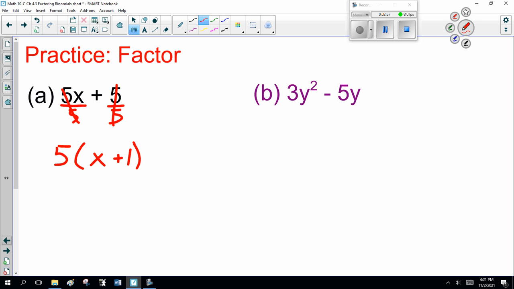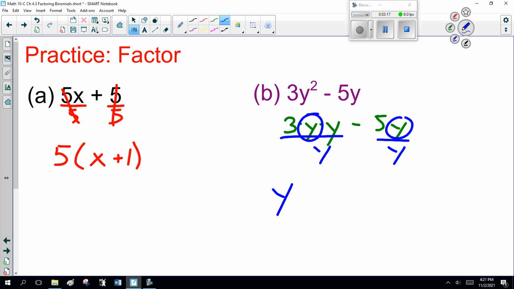Okay? Now, 3y squared minus 5y. What's common to both? Well, 3 times y times y minus 5 times y. The only term common to both is a y. Divide both sides by y. That's our greatest common factor. Now, cancel that out. What's left? 3y minus 5. Okay, that's what I need you to be able to do.